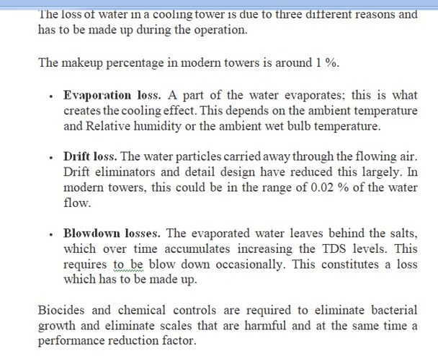The second loss is drift loss. The water particles are carried away through the flowing air. Drift eliminator design has reduced this largely. In the modern tower, it is in the range of 0.2% of the water flowing. This loss takes place when the water is carried by the air, and the eliminator design has reduced it largely in modern cooling towers.